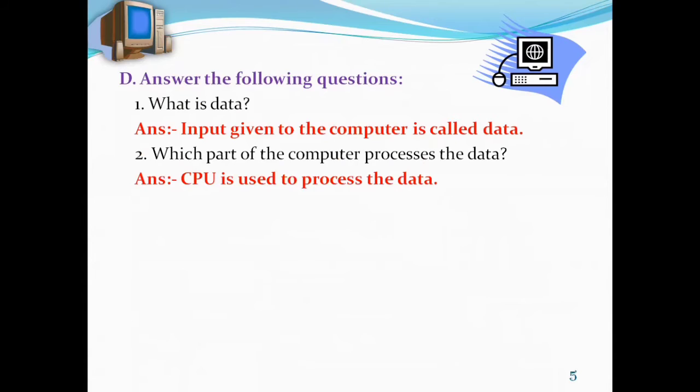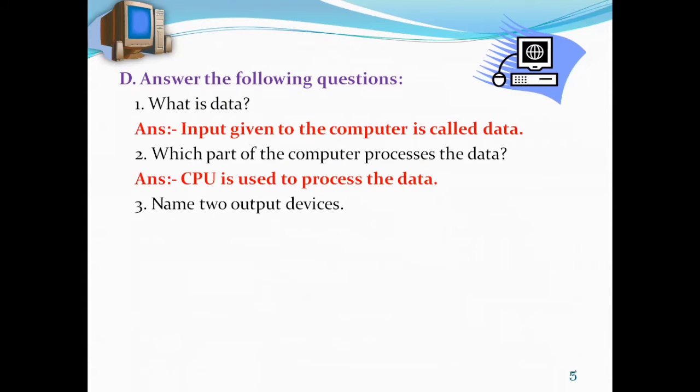Processing the data. Processing or processes. Here I have a little mistake. I have not put the S. CPU is used to process the data. Correct. Next question.